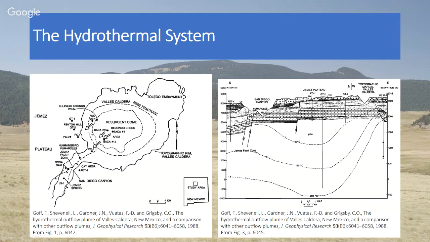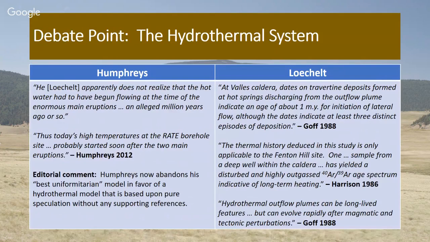Okay. So my point to Humphreys was that the source of the heating was not the magma chamber. It was the hydrothermal system. And because of that, it is not tied directly to the eruption of the volcano. And that would explain why it would have a different time scale than the age of the volcano, which is what Harrison said. So this is his response to that.